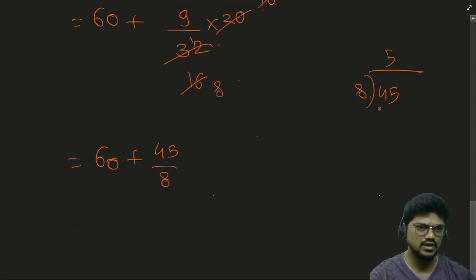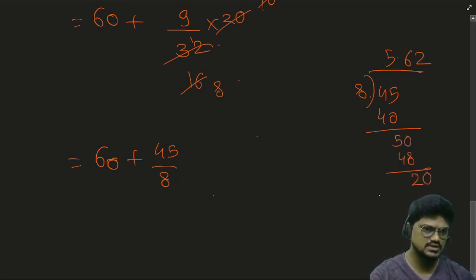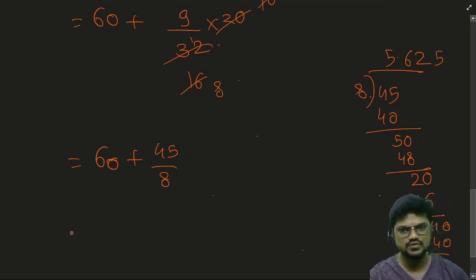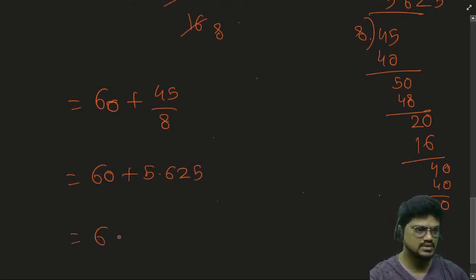8 5s are 40. 5 carry over, point 0. Again, 8 6s are 48. 2 0. 8 2s are 16. 4. And then 8 5s are 40. 0. So 5.625. So 60 plus 5.625. What do you get? Okay, I get 65.625.